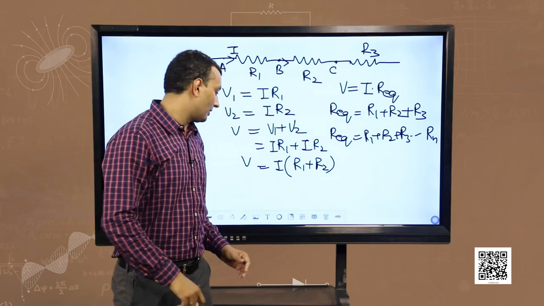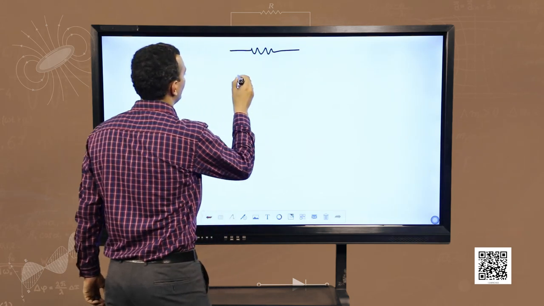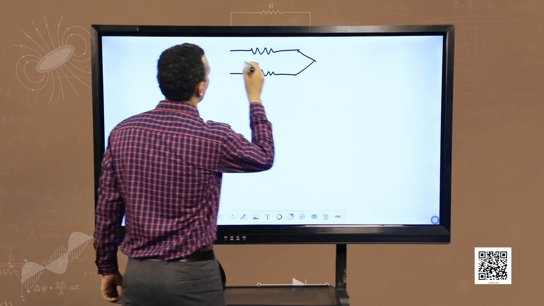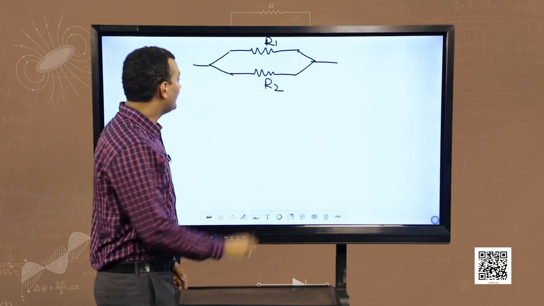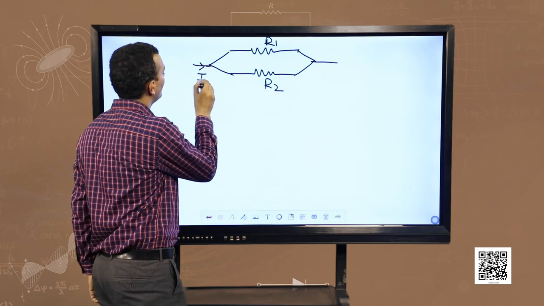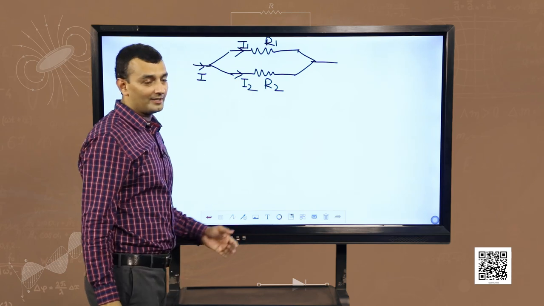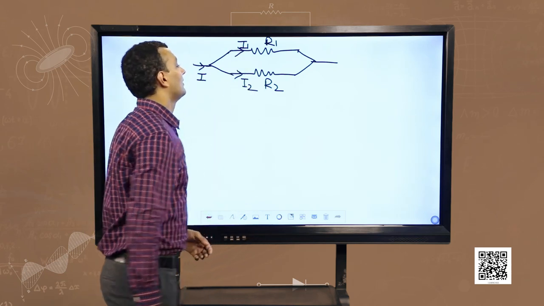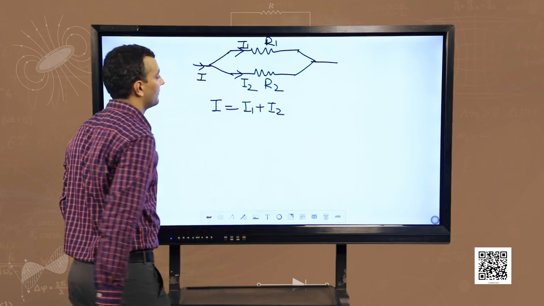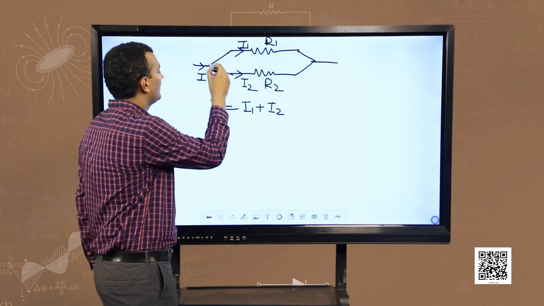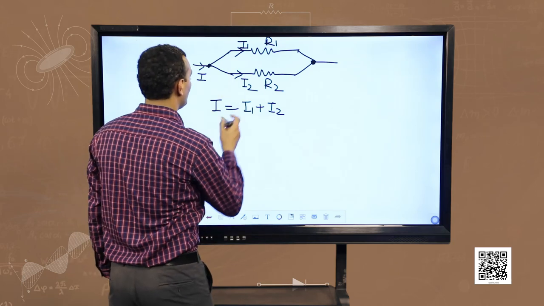Similarly, if we consider the parallel combination of two resistors, let these be the two resistors, and we have named them R1 and R2. Any current which approaches this point will be divided into two parts, since charge cannot be destroyed. So now we can write that I is equal to I1 plus I2. Since both the resistors are connected between the same points, the voltage across them is obviously the same. Let the common voltage be V.